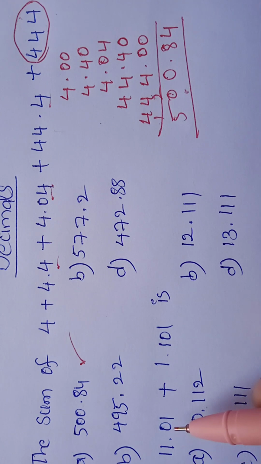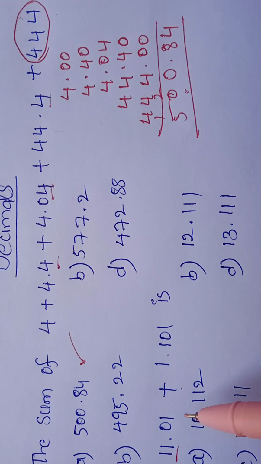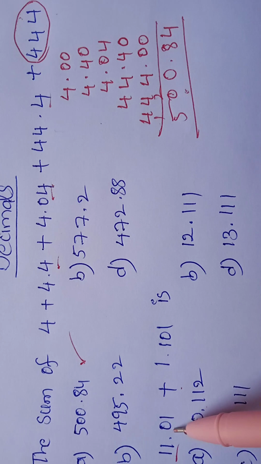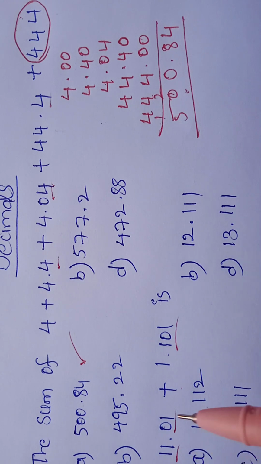Second one, 11.01 plus 1.101. Firstly we have to choose what the biggest number is. So this is the biggest number. So the answer will come above 11. So we will check after the point how many numbers are there. Here 2 numbers, here 3 numbers. So the answer will come with 3 numbers after the point.